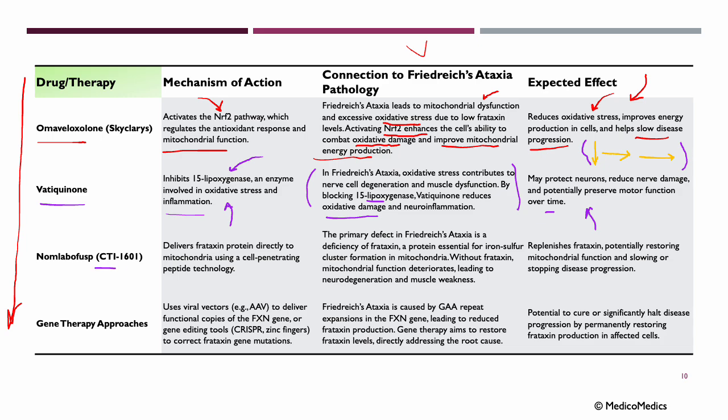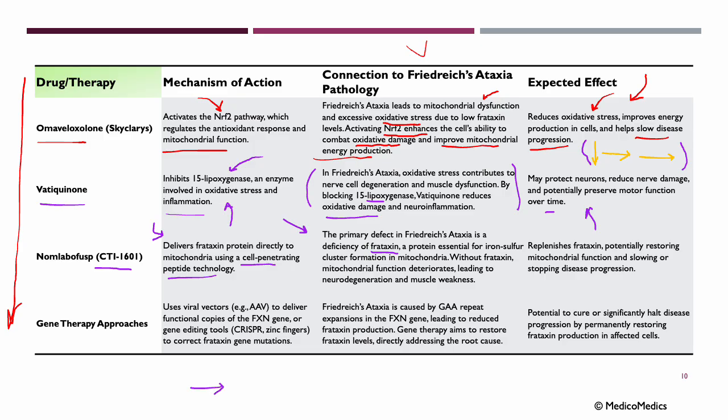We have CTI-1601. Here we have a different mechanism of action where we are delivering frataxin protein directly to the mitochondria using a cell-penetrating peptide technology. Now, this is approaching the problem from a more fundamental level because the primary deficit or defect in Friedreich's ataxia, as we've talked about, is the deficiency of the protein frataxin.